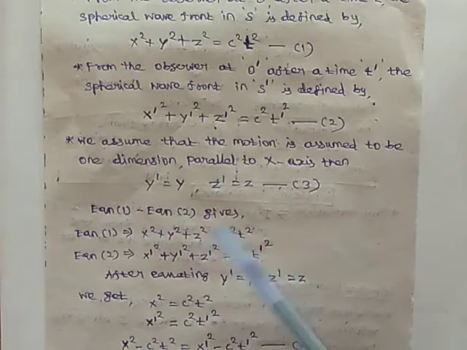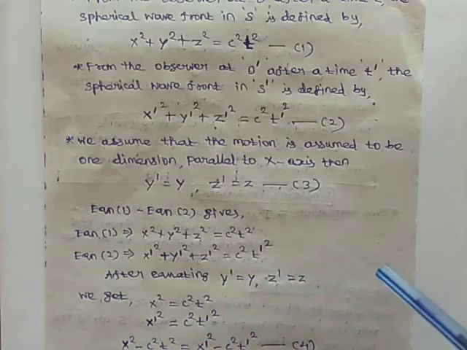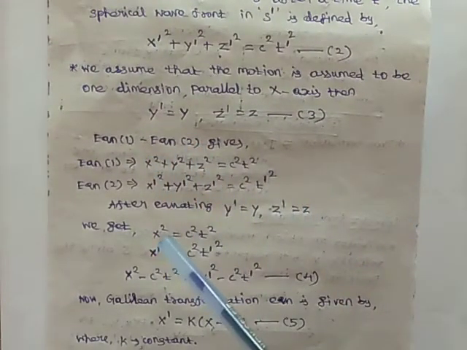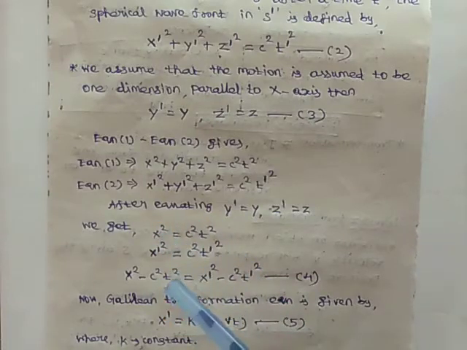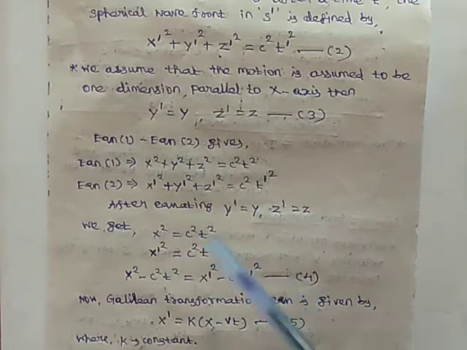Equation 1 minus 2 gives, this is equation 1, this is equation 2. After equating y prime is equal to y and z prime is equal to z, these two terms get cancelled. So remaining, equation 1: x square is equal to c square t square, and x prime square is equal to c square t prime square. So equation 1 minus 2. We bring this term to the left hand side. So x square minus c square t square, and x prime square minus c square t prime square.